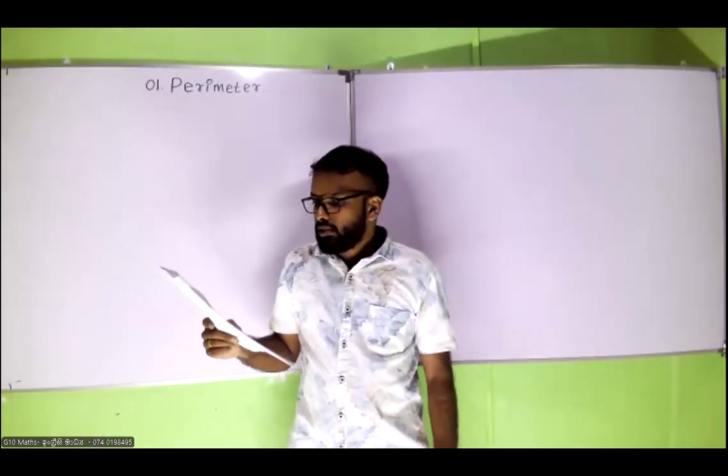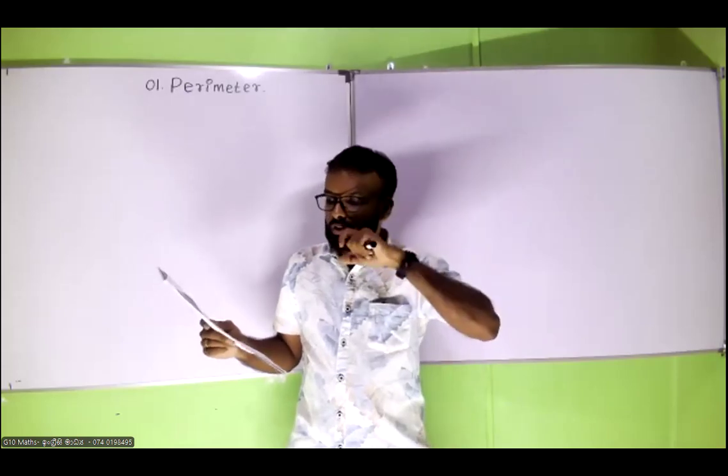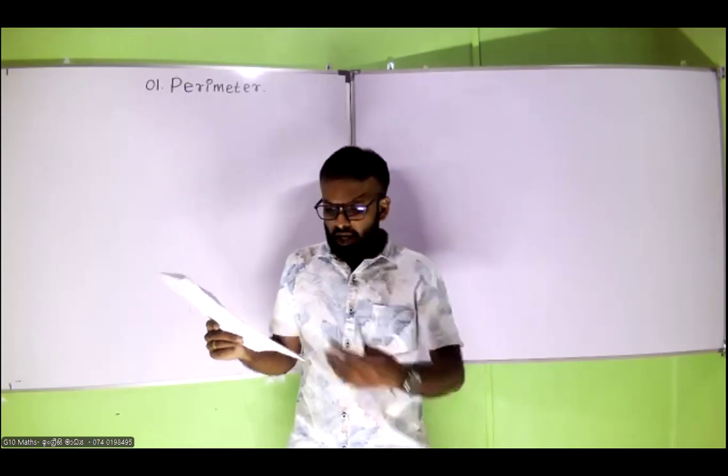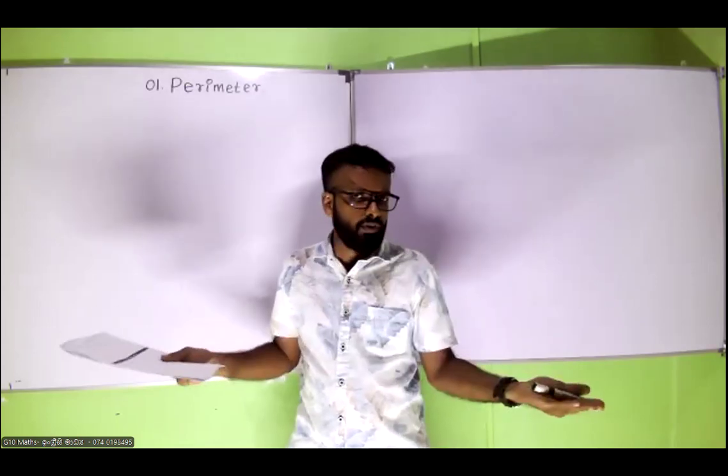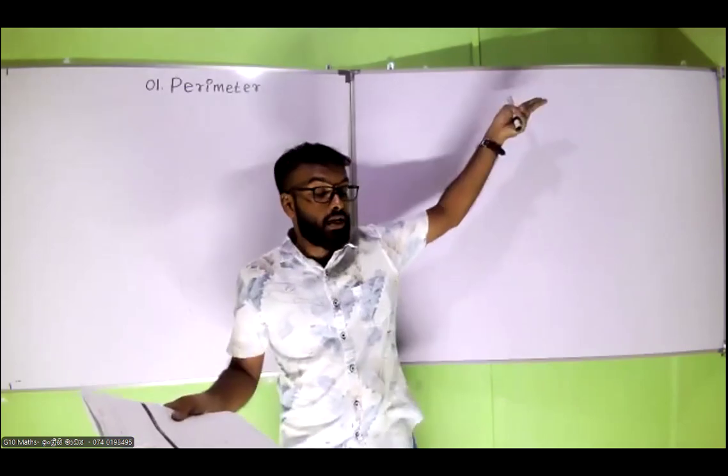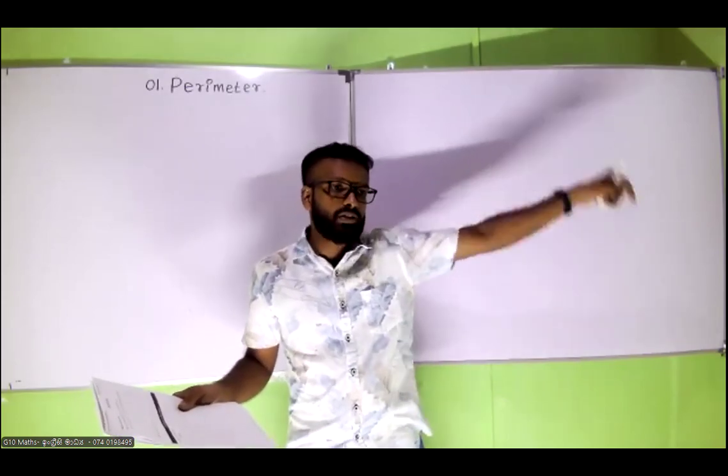Right. So let's go for the first question. Perimeter of plane figures. There are 4 plane figures. You guys are familiar with those things from the previous grades, correct?